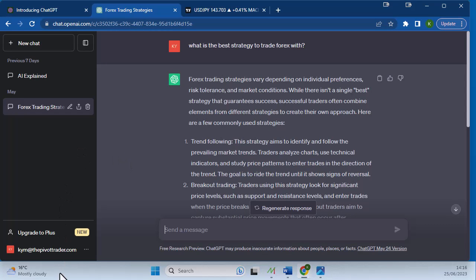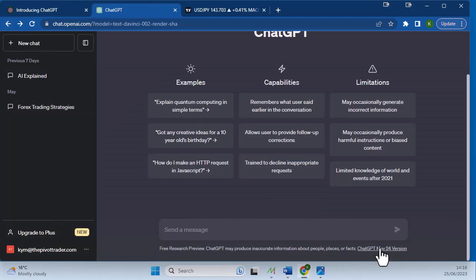So effectively, you can upgrade. It's $20 a month if you want to upgrade. In fact, before I actually show you this, if I can go back, there we go. So some limitations to take into account, what we're going to do. It's not going to give you a live data feed. It's limited to knowledge of the world and events after 2021, or it has limited knowledge. It may generate incorrect information, that's for sure, etc.